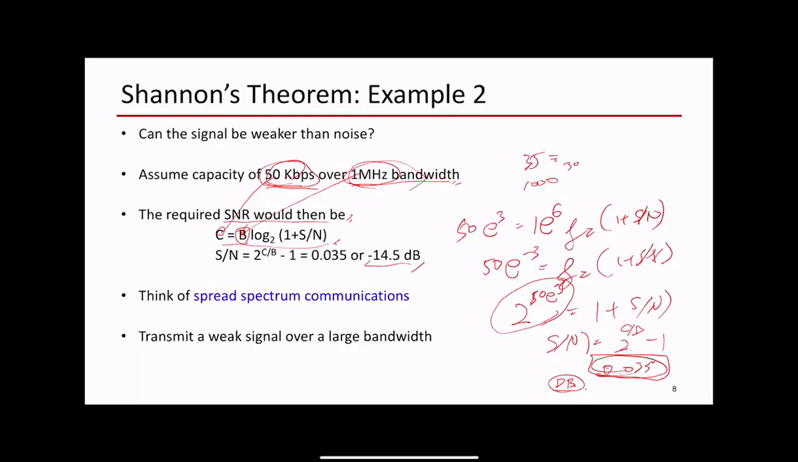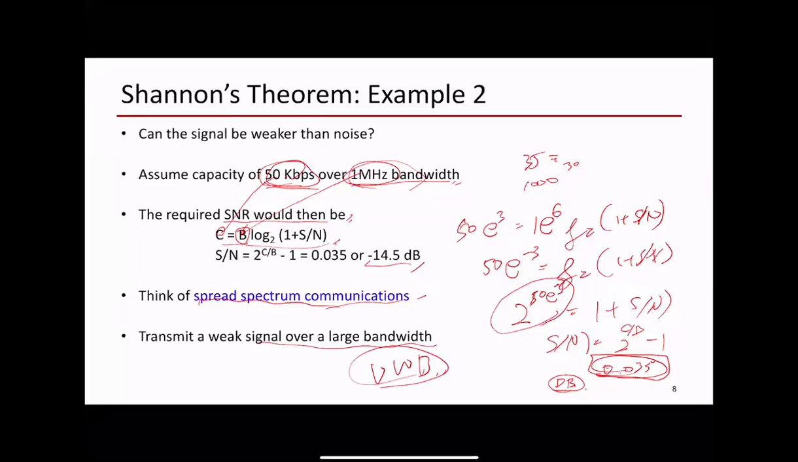Okay, that is a wireless network, and this is what Shannon says, and it is correct. So think of spread spectrum communication, which we're going to talk about: transmit a weak signal over a large bandwidth. It is feasible. The baseline for this is UWB. Ultra wideband is using this background, and it is a well established communication method.